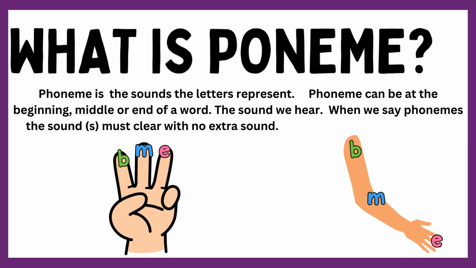There are two ways the children could show you to identify. You could help your child identify the beginning, the middle, and the end. You see the three fingers. The B is the beginning, the M is the middle, the E is the end. Or you could do the arm. The arm starts with the shoulder. The shoulder is the beginning, the elbow is the middle, and the finger is the end.